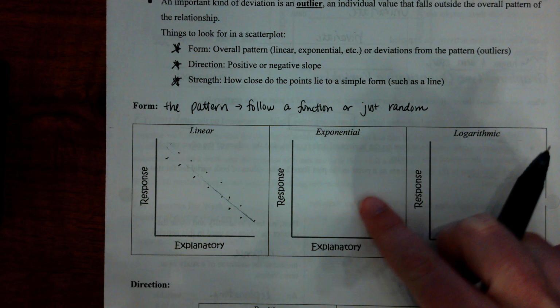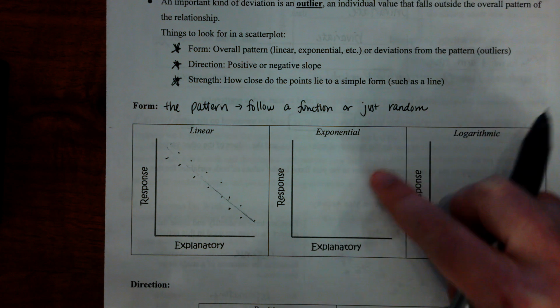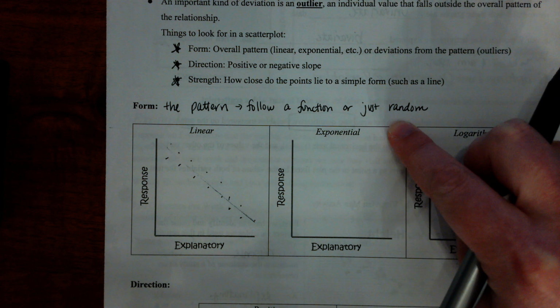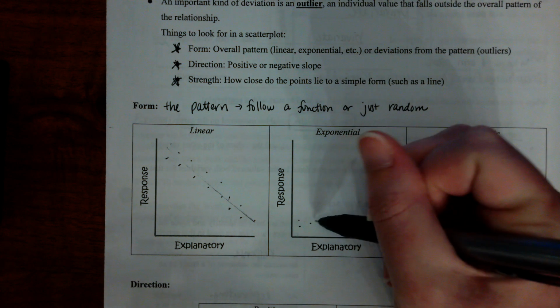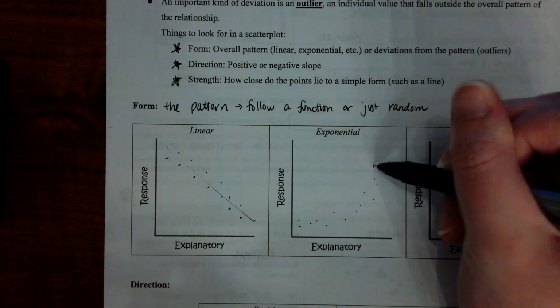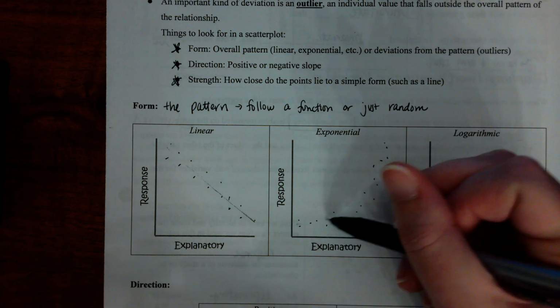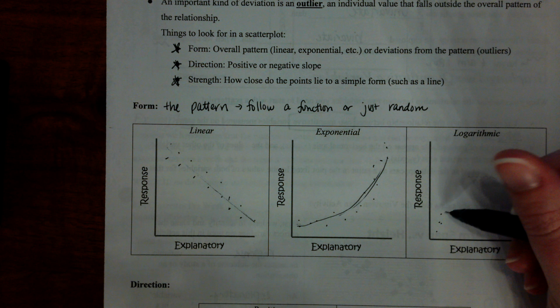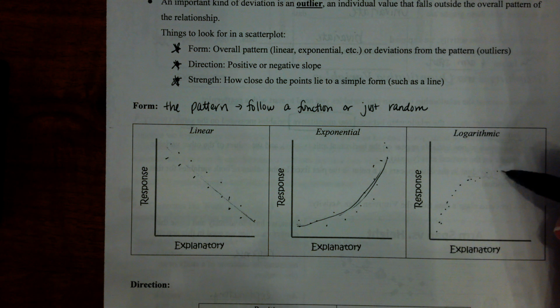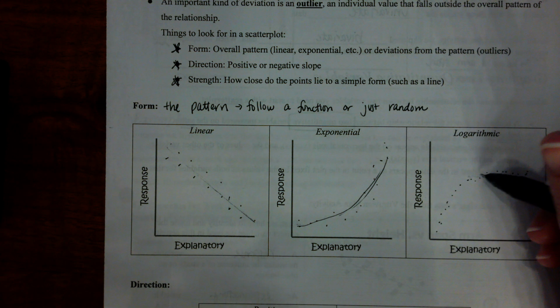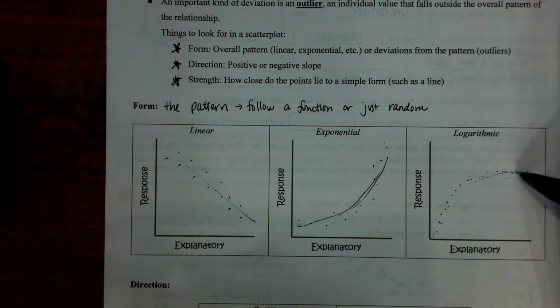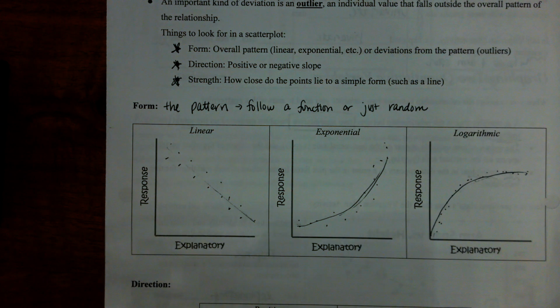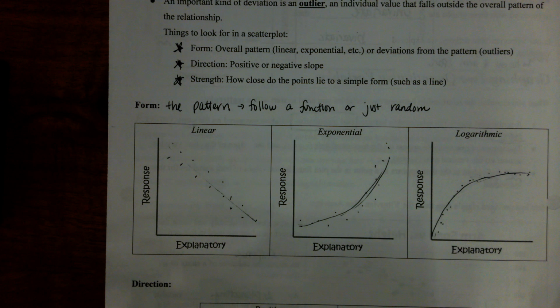Exponential is where they're going to slowly increase in our growth. So we may have something that looks like this. Might be exponential, and it's going to look something like this when we draw lines through it. Or logarithmic. Logarithmic is kind of like this, where it grows really fast and then kind of levels out. So it's going to look something like this.